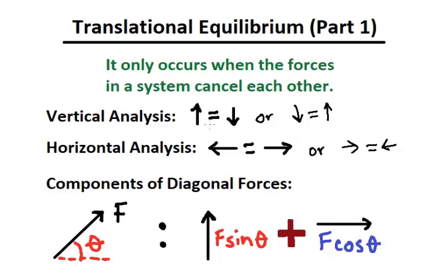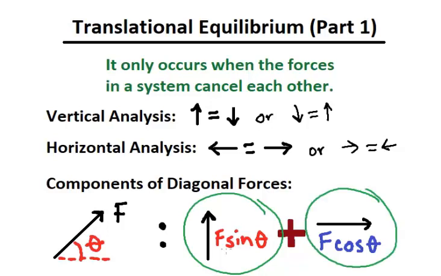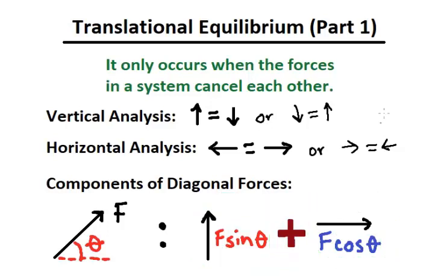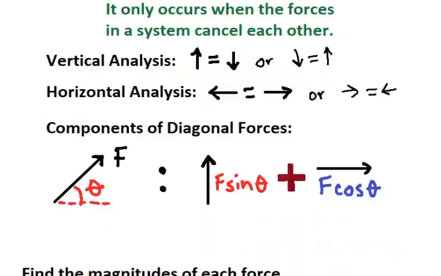Depending on where you have the equilibrium, if it's vertical or horizontal or both, we're going to have to do either a vertical analysis or a horizontal analysis. We never use diagonal forces in an analysis. So every time we find any kind of diagonal force, we're going to have to convert it into a vertical component, like this one, and a horizontal component, like this one. For vertical components, we're always going to use sine of the angle. And for horizontal components, we're always going to use cosine of the angle. With that in mind, let's try to solve a couple of exercises.